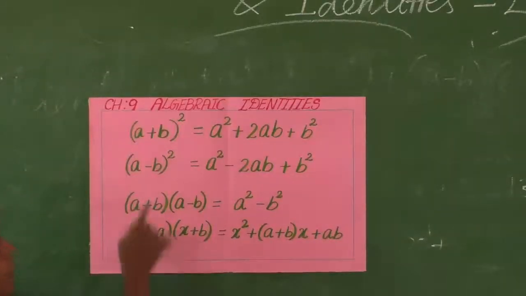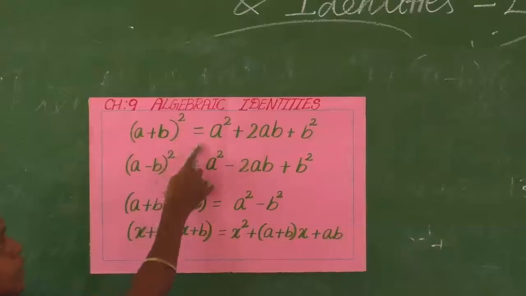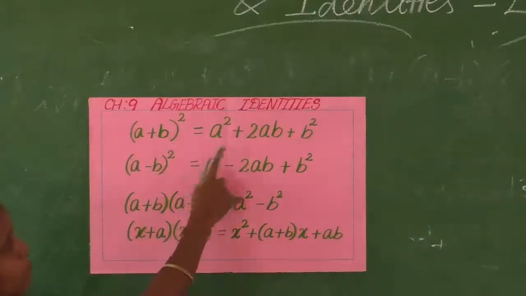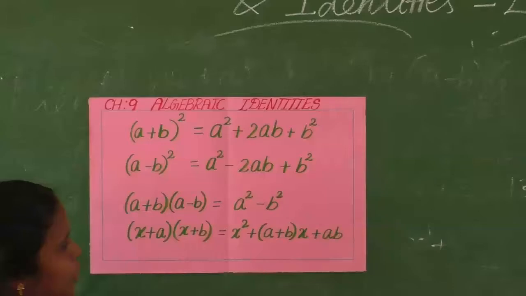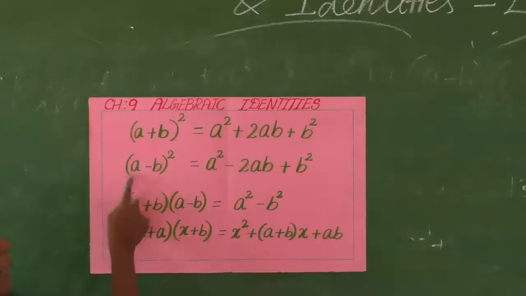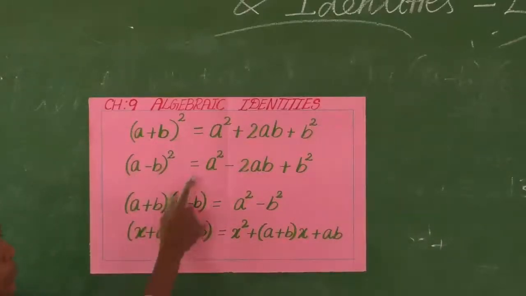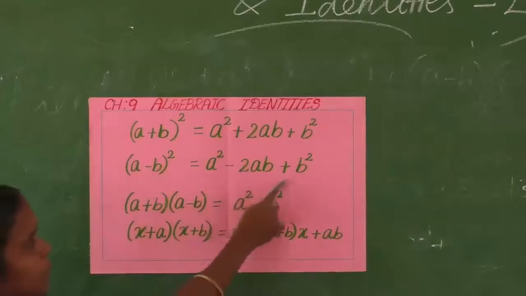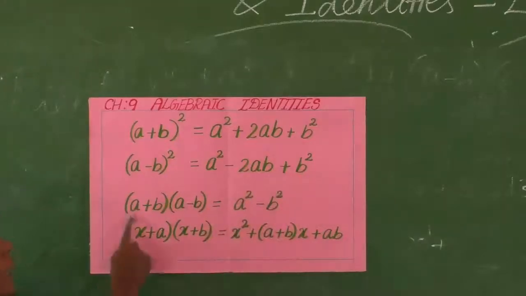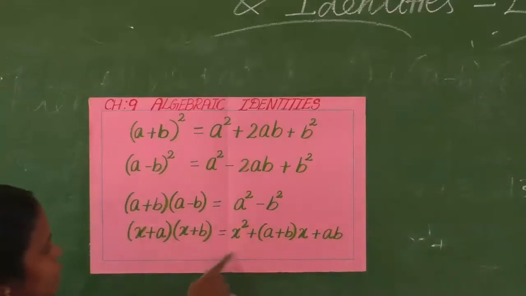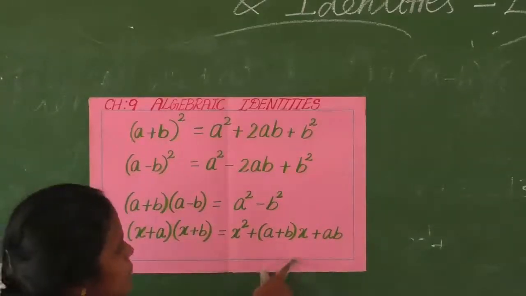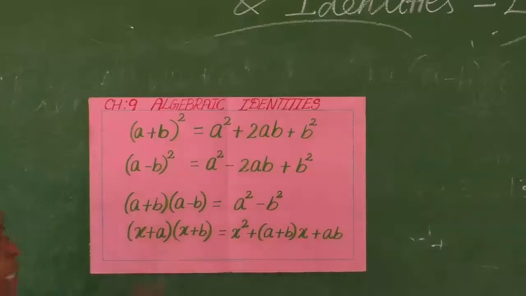Again I am reading. (a plus b) whole square is equal to a square plus 2ab plus b square. Second identity, (a minus b) whole square is equal to a square minus 2ab plus b square. (a plus b) into (a minus b) is equal to a square minus b square. Fourth one, (x plus a) into (x plus b) is equal to x square plus (a plus b) into x plus ab. So these are the standard identities given in our book.